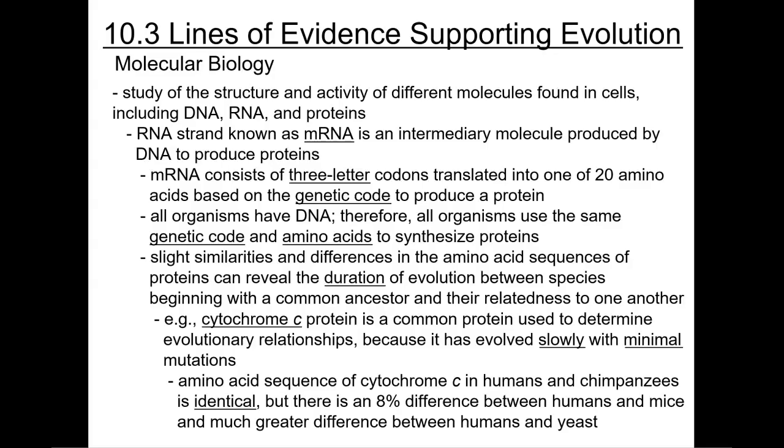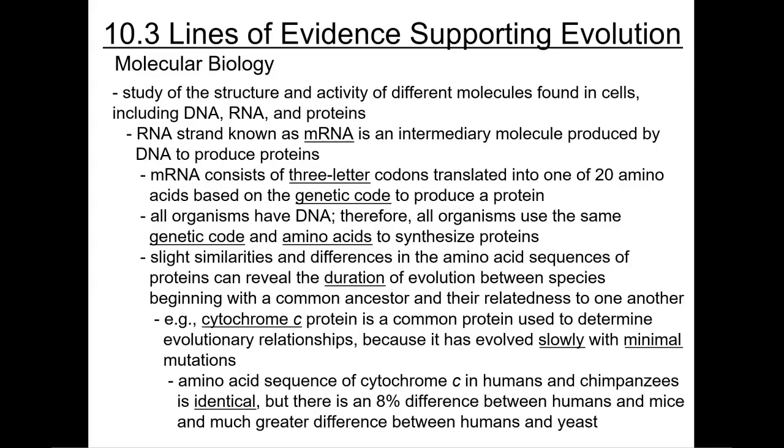RNA strands known as mRNA are an intermediary molecule that's produced by DNA to produce proteins. mRNA consists of 3-letter codons that are translated into one of 20 amino acids based on the genetic code to produce a protein. All organisms have DNA, therefore all organisms use the same genetic code and amino acids to synthesize proteins.